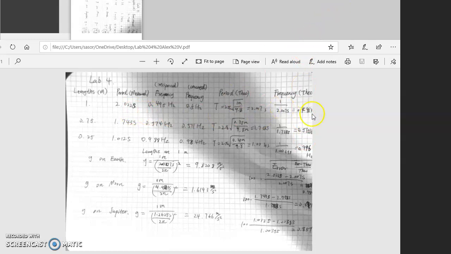The numbers are pretty close to each other, and the percentage error, which would be experimental minus theoretical over theoretical, times 100, as you can see, is less than 1%. It's a 0.95% percentage error.